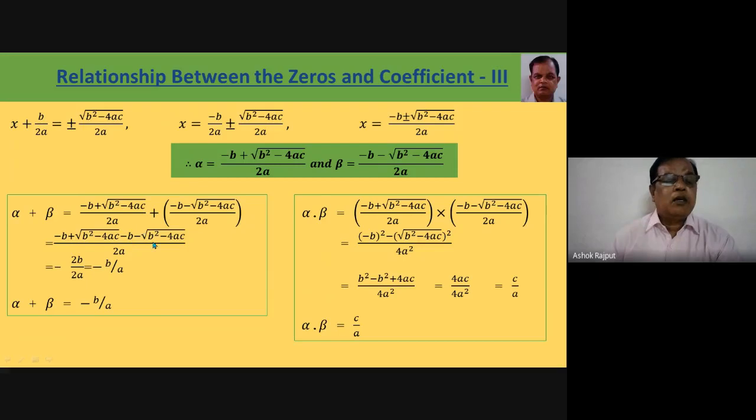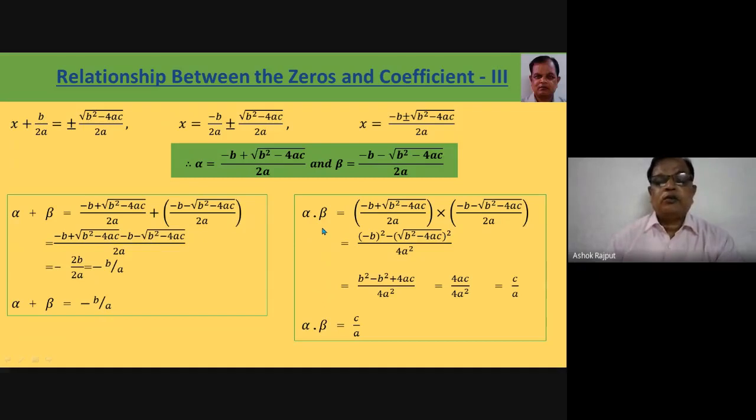Now here the value is the same with opposite sign, so we will cancel it. Here will remain minus b and minus b, it will be minus 2b. In the denominator it is 2a, then 2 cancels, equal to minus b upon a. It means the sum of the roots, if they are zeros, we can say is minus b upon a.